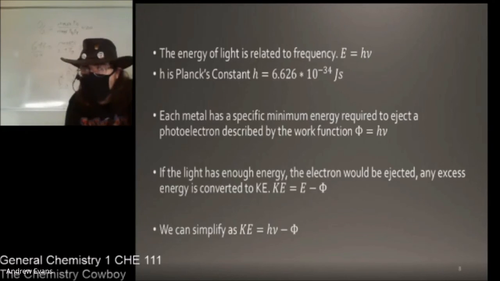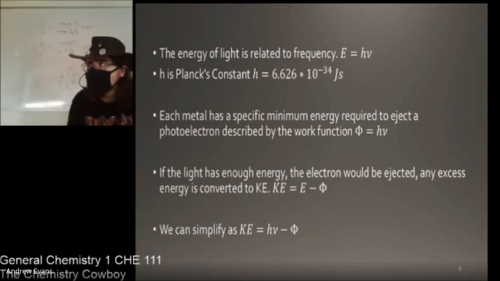So if I need 500 joules to kick off an electron and I produce 700 joules of energy, I'm going to convert those electrons into 200 kilojoules of kinetic energy.